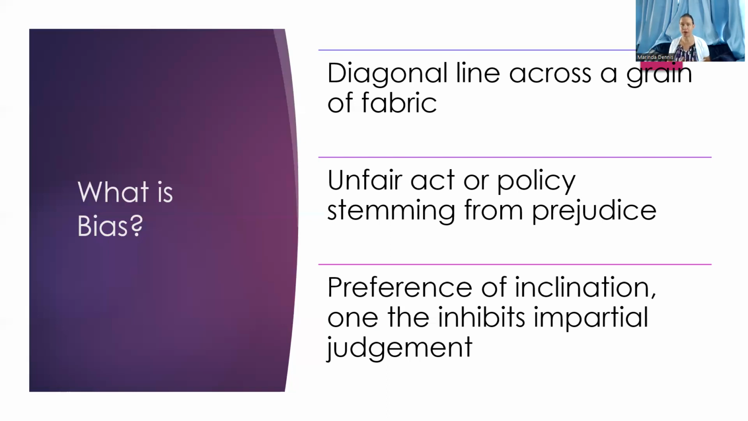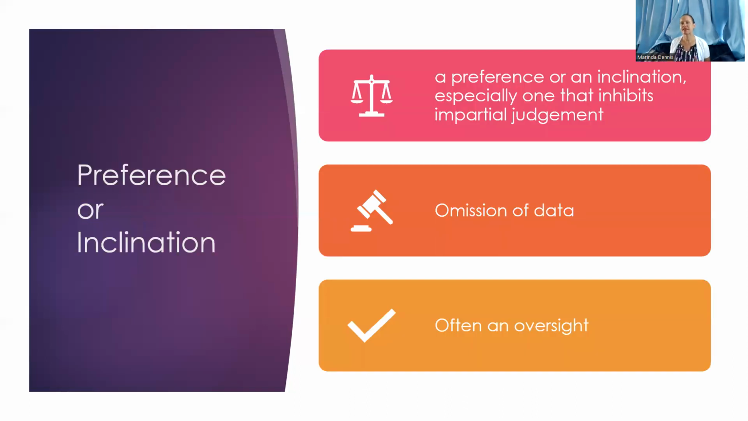The final definition for bias is a preference or an inclination, especially one that inhibits impartial judgment. It inhibits impartial judgment. As this last meaning can be trickier to spot in academic sources and writing, we're going to dig a little bit deeper into the definition of bias. If someone has a preference for something, they're more likely to choose that option despite there being better options available. This is because they no longer have an impartial judgment.